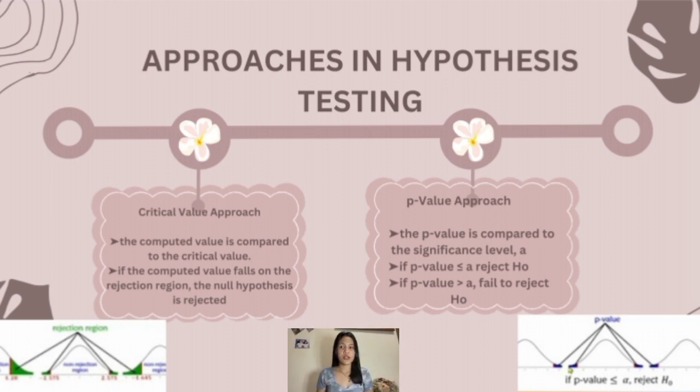Critical value approach. The computed value is compared to the critical value. If the computed value falls on the rejection region, the null hypothesis is rejected. While in the p-value approach, the p-value is compared to the significance level alpha. If p-value is less than or equal to alpha, we reject the null hypothesis. If p-value is greater than alpha, we fail to reject the null hypothesis.